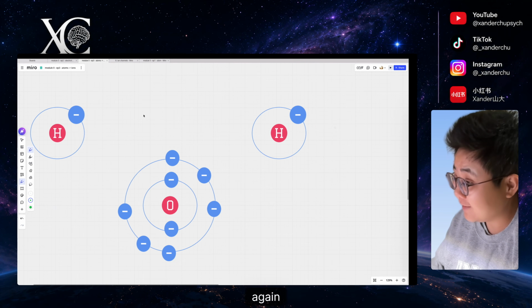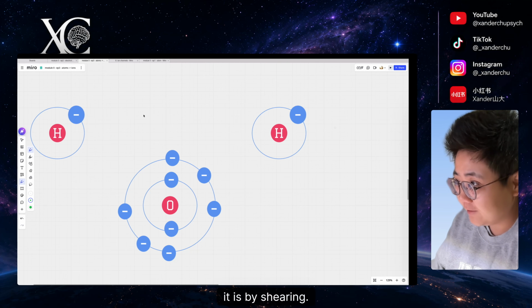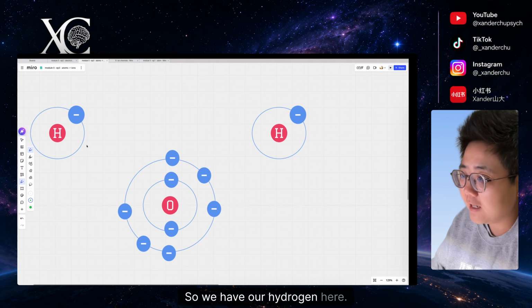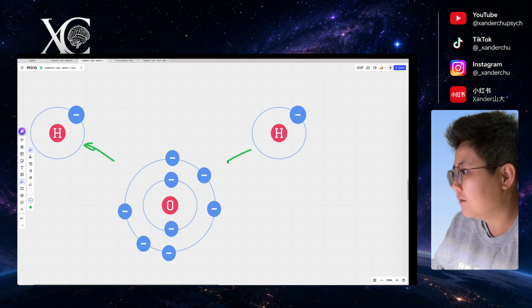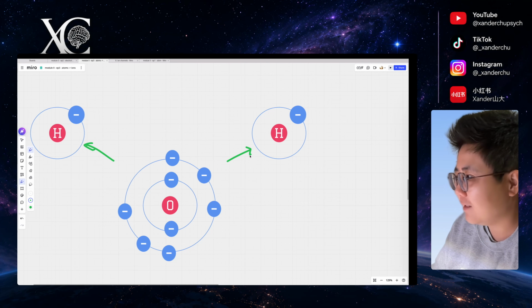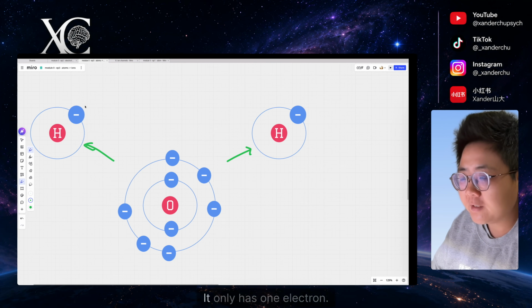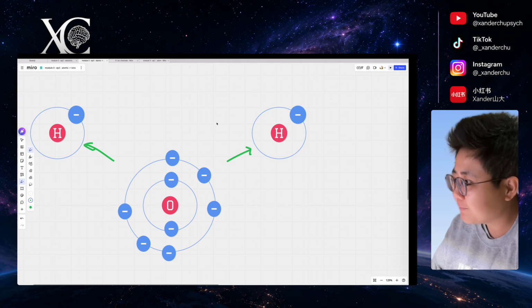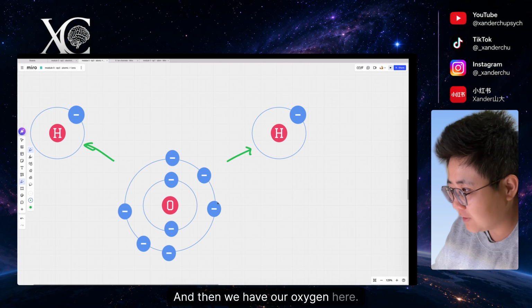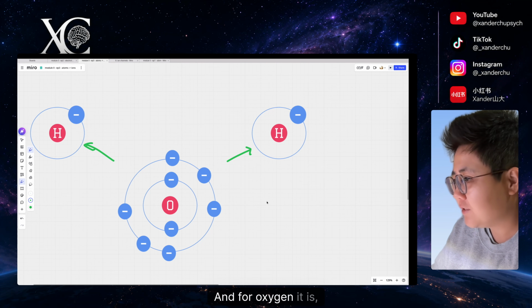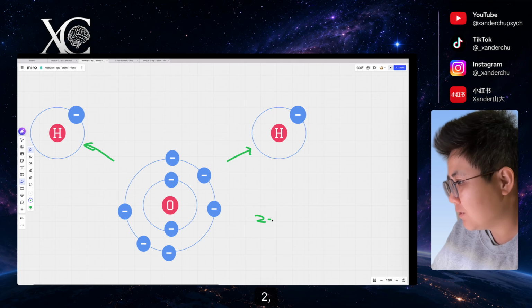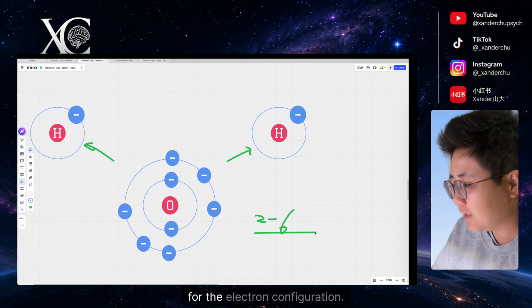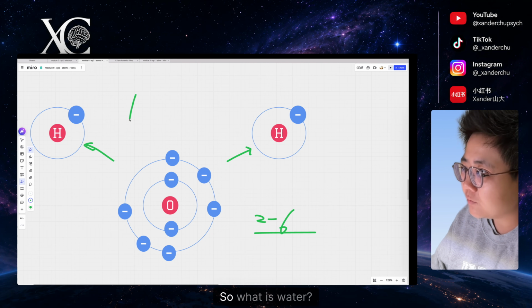So there's another way to achieve stability, and again, it is by sharing. So we have our hydrogen here. Hydrogen is a very simple form. It only has one electron. And then we have our oxygen here. And for oxygen, the electron configuration is 2, 6. So what is water?